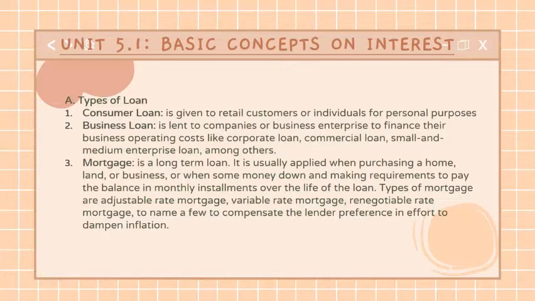There are some types of mortgage, such as adjustable rate mortgage, variable rate mortgage, renegotiable rate mortgage, to name a few, to compensate the lender's preference in an effort to dampen inflation. The difference in the new mortgage rates is that the interest rate is not fixed for the life of the loan and can be adjusted according to prevailing market rates of interest.